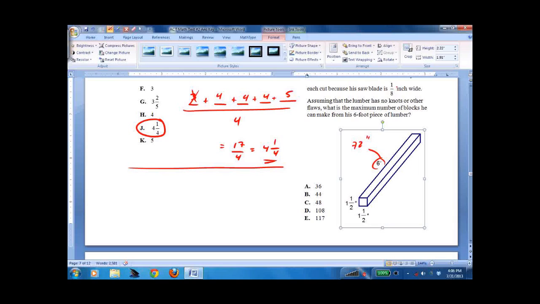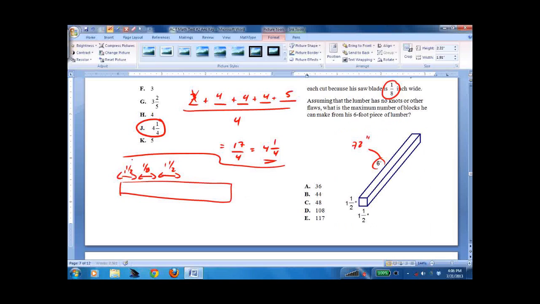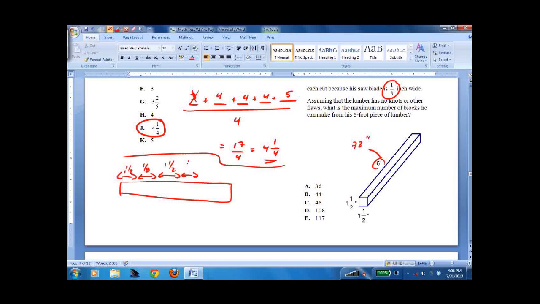Problem is, every time he cuts, he knocks out 1/8 of an inch. So if you looked at the board this way, he's got his 1.5 inch, and then he's got his, I'm drawing it not to scale, 1/8 of an inch, then 1.5 inch, then 1/8 of an inch, 1/8 of an inch, and so on and so on. So basically, you're going to say, how many can I get if I divide by that?